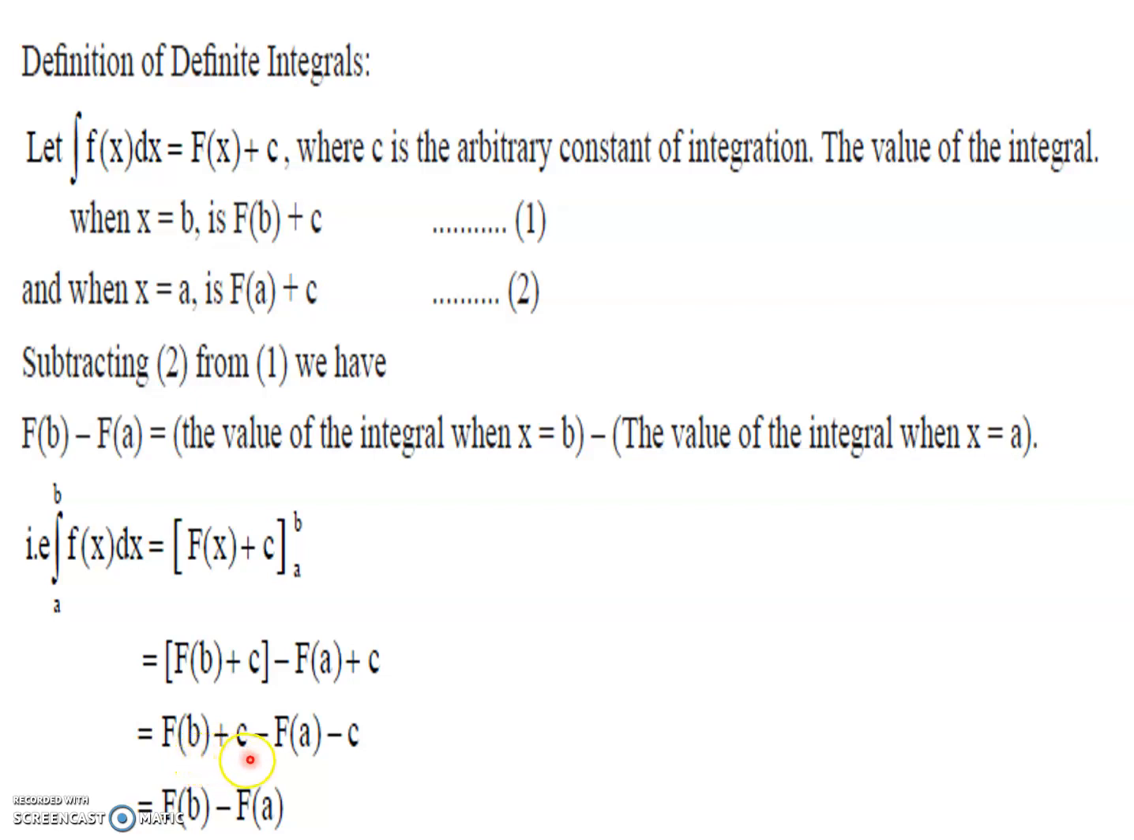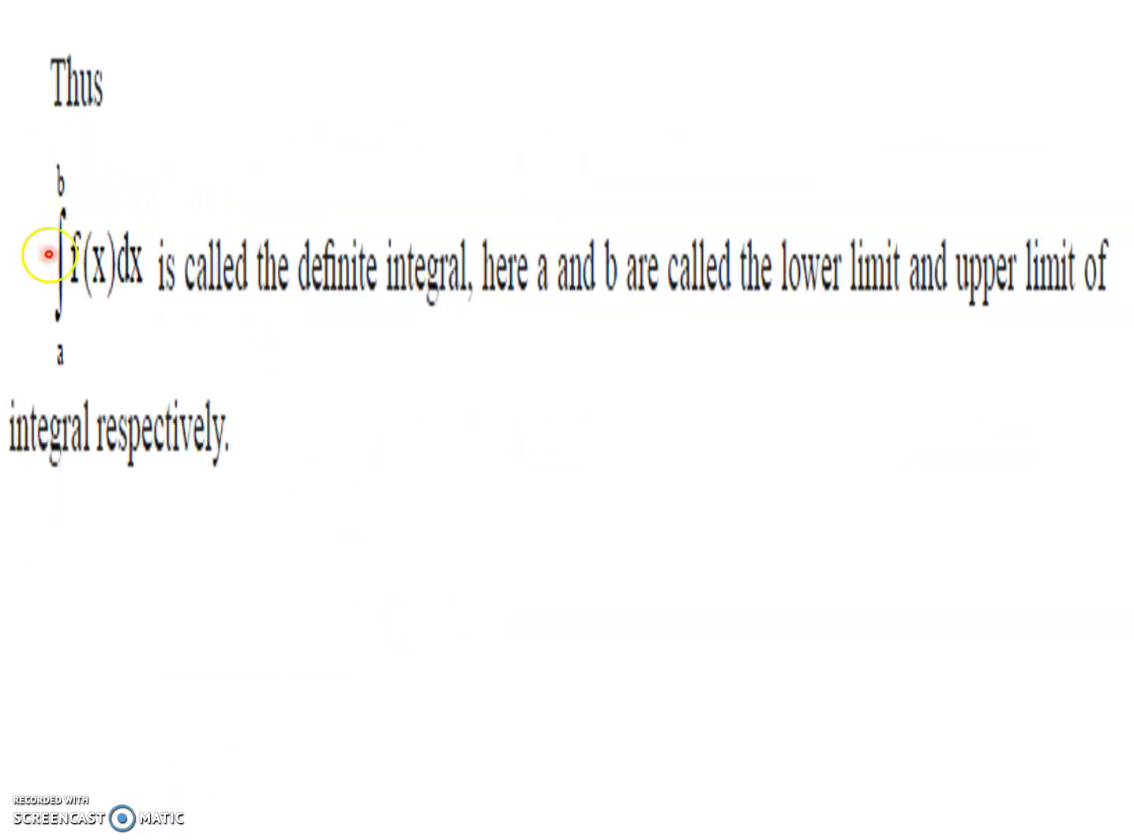That means plus c and minus c get cancelled. So we derive integration a to b f of x dx is equal to F of b minus F of a. After evaluating the integration, instead of x we have to put the upper limit first, then the lower limit. Therefore, integration a to b f of x dx is called the definite integral. Here a and b are called the lower and upper limit of the integral respectively.